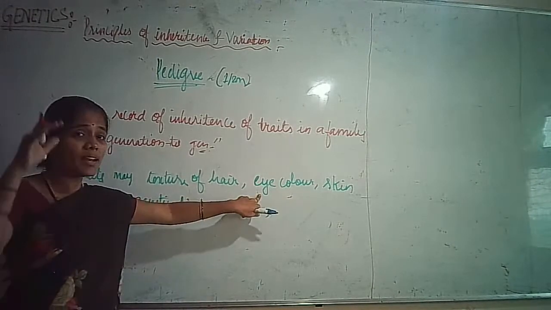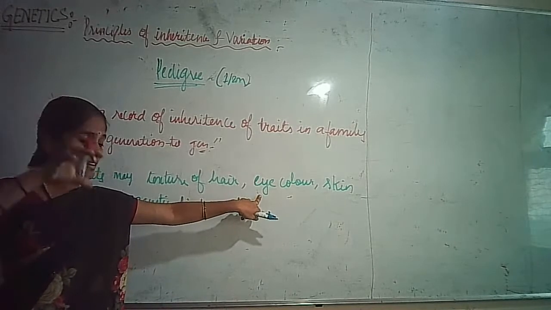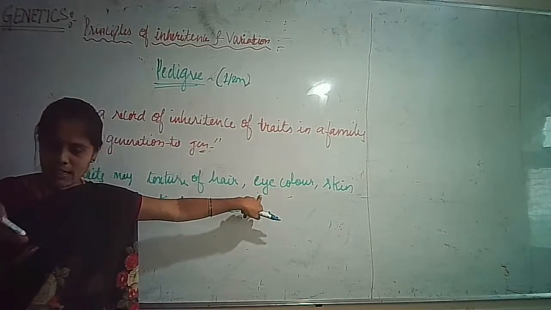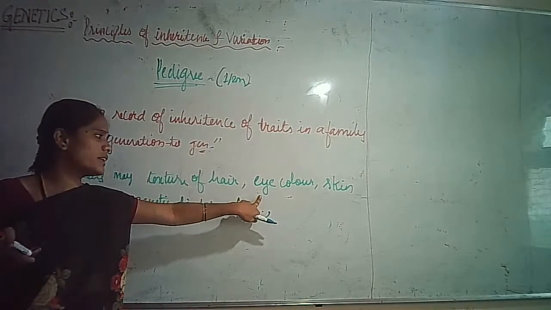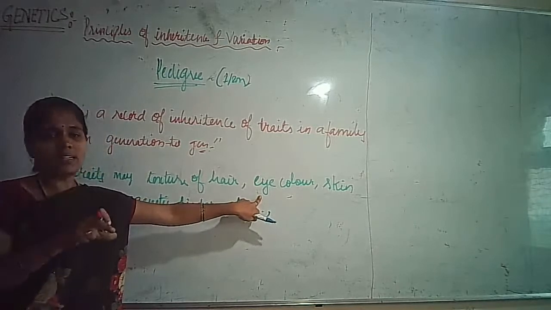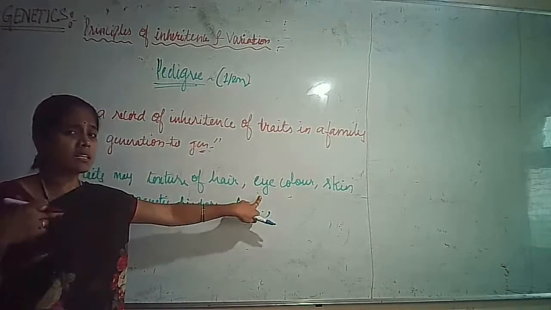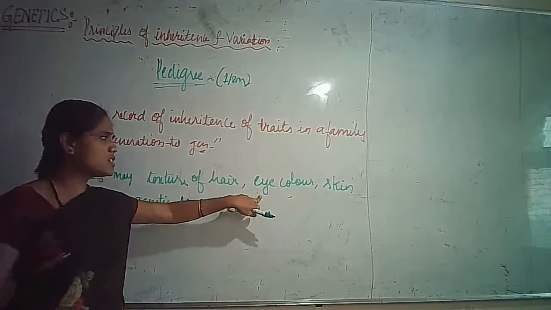Okay, so where it was there, and by seeing that pedigree chart, a person can analyze कि ये trait कहाँ से आया है और next generation में कहाँ जाएगा.